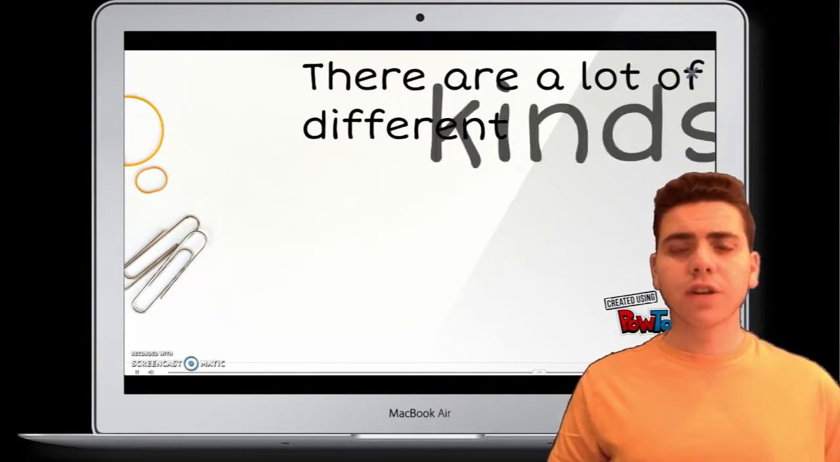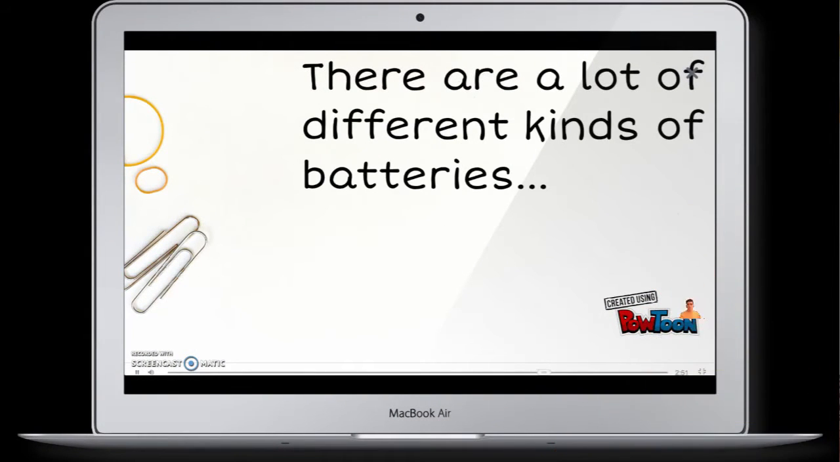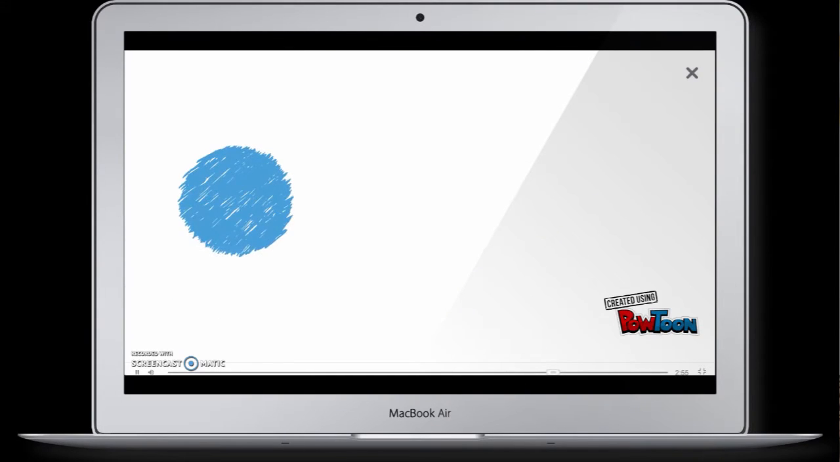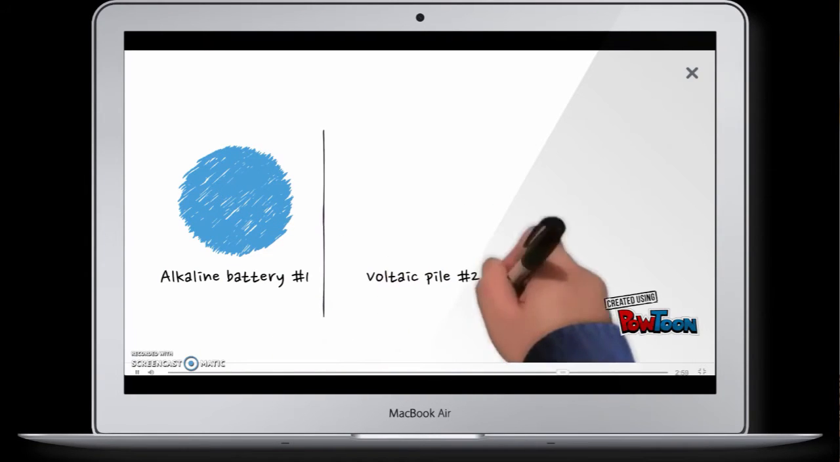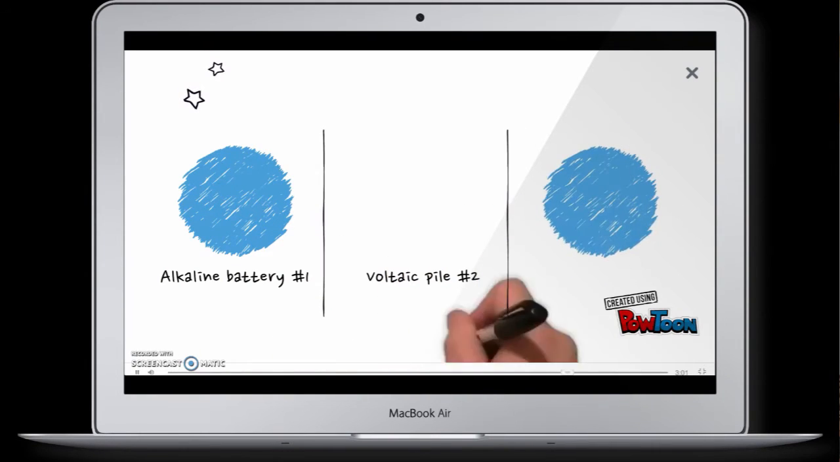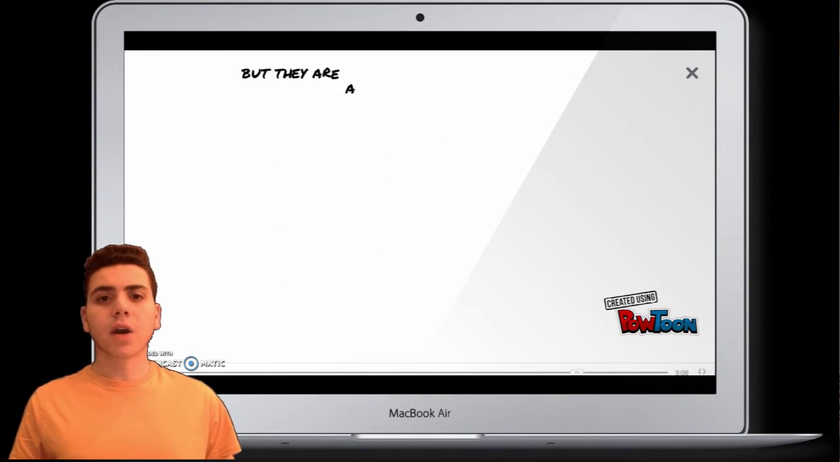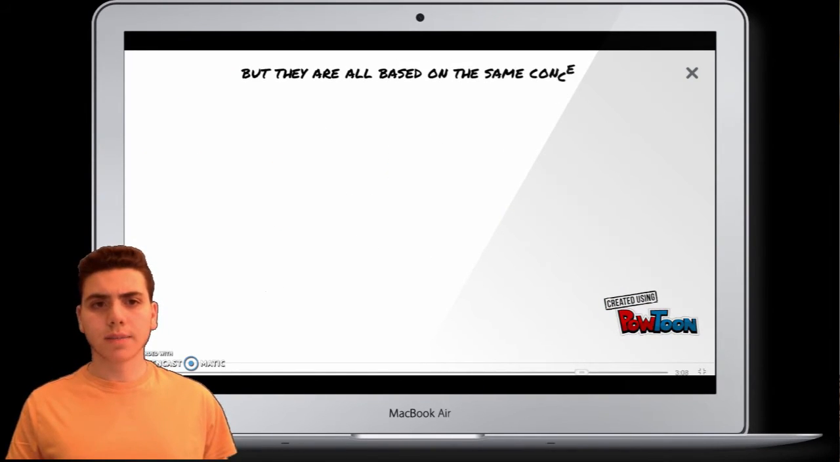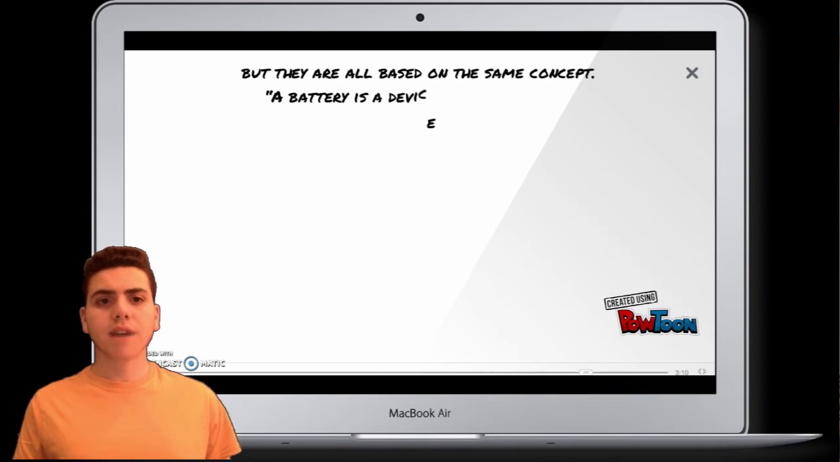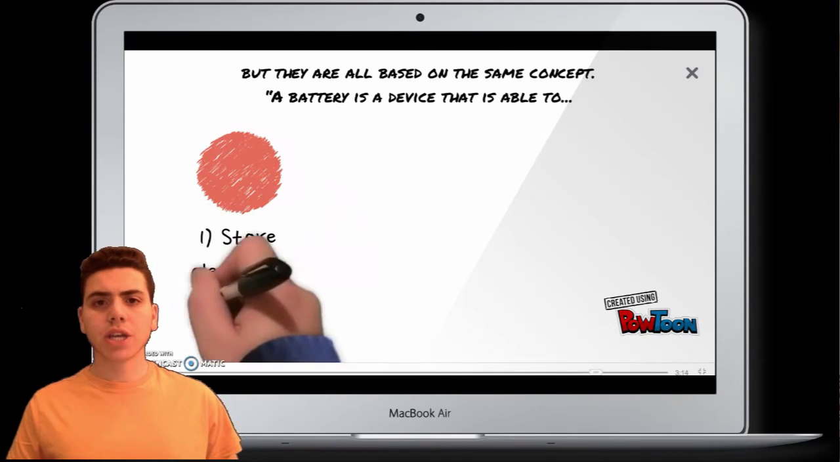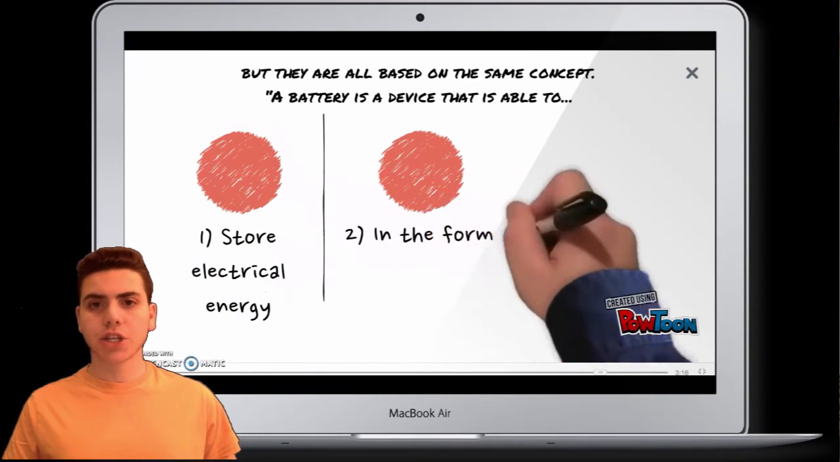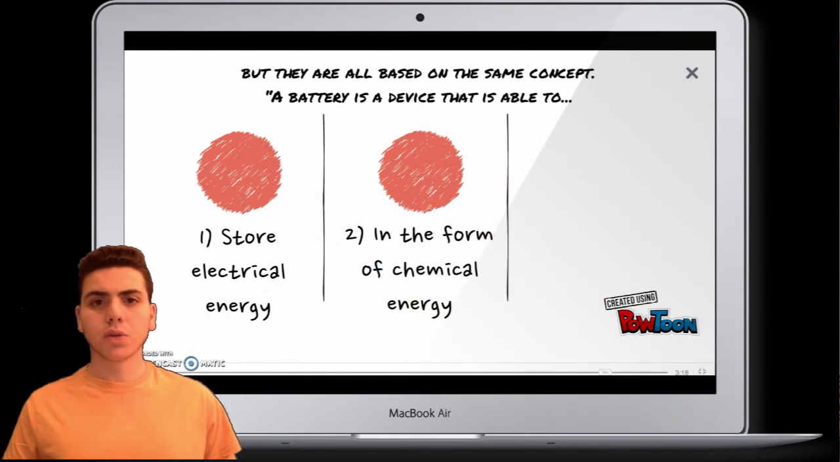There are a lot of different kinds of batteries. Alkaline battery, lithium battery. But they are all based on the same concept. A battery is a device that is able to store electrical energy in the form of chemical energy and convert it into electricity.